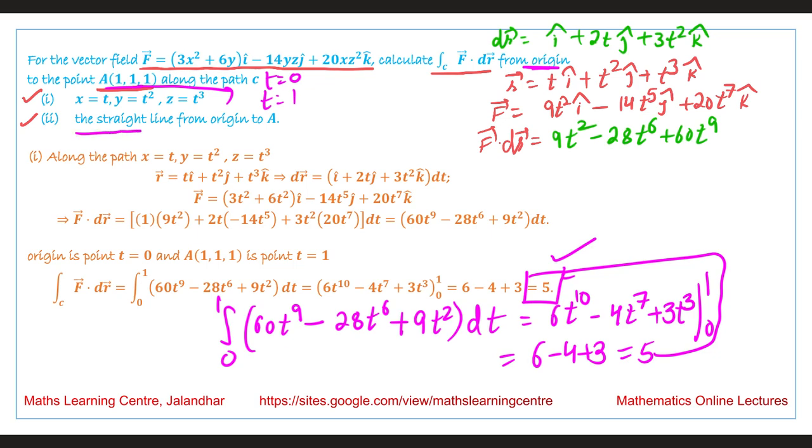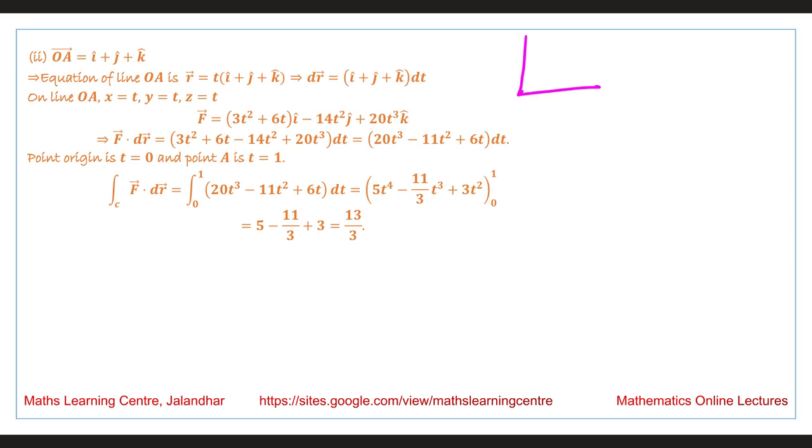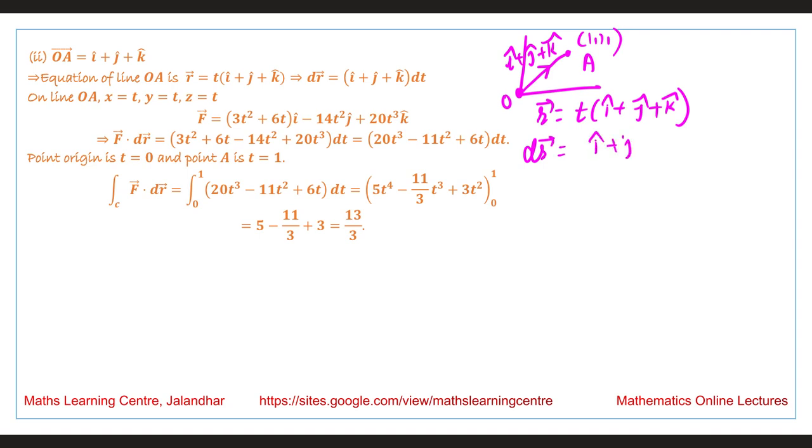Next is the straight line from origin to A. This is the point origin, this is the point A, and the coordinates of A are (1, 1, 1). So the equation of this line is i cap plus j cap plus k cap. We are saying the r vector is equal to t into (i cap plus j cap plus k cap). This is the direction and we are multiplying it with t. So we are getting dr vector equal to i cap plus j cap plus k cap.